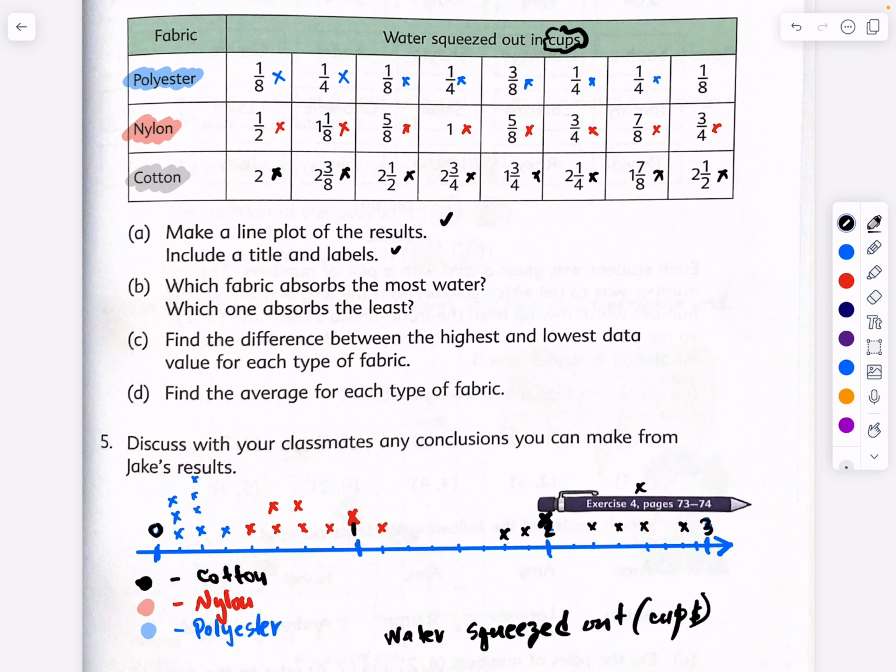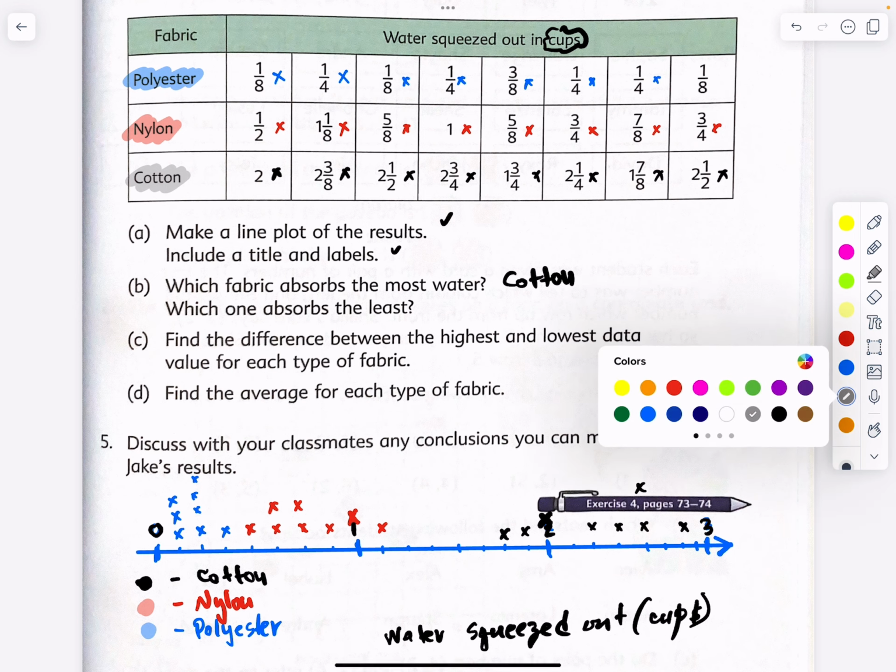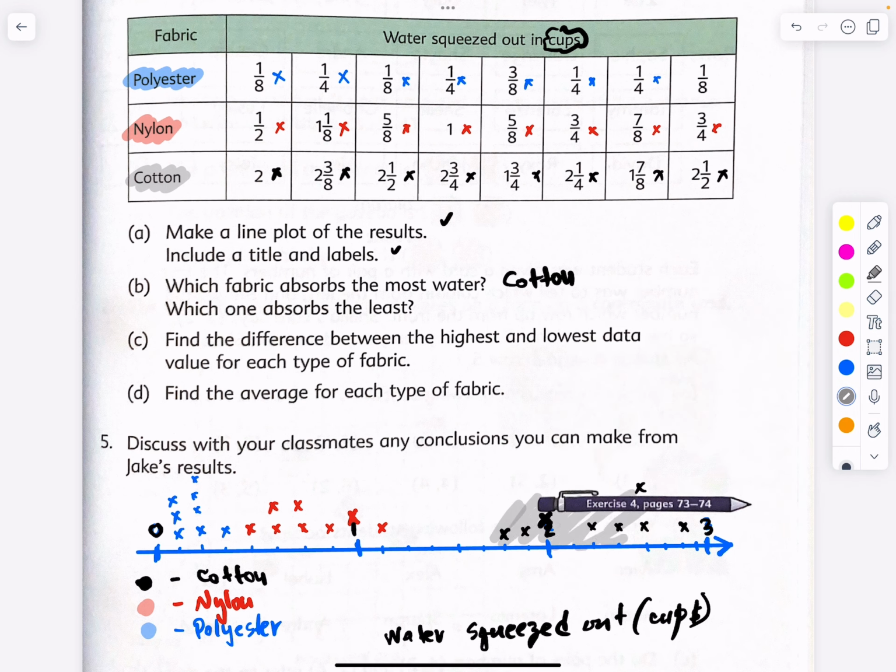Did that. Which fabric absorbs the most water? Of course, it's cotton. Look at how much water cotton absorbed right here. Look at this. This is all absorption of cotton fabric, right? In gray. Which one absorbs the least? Well, look, what's on the opposite last, right? Least quantities, and that's of course polyester. I'm even using the same color schemes right here. Polyester, right? It's all the way on the left of the number line.